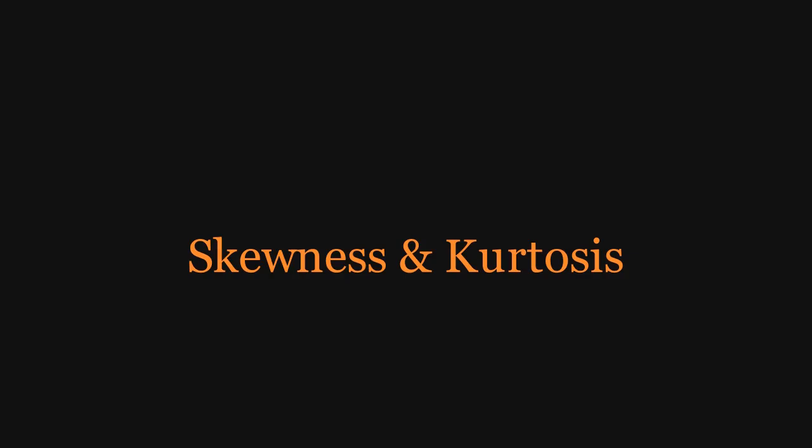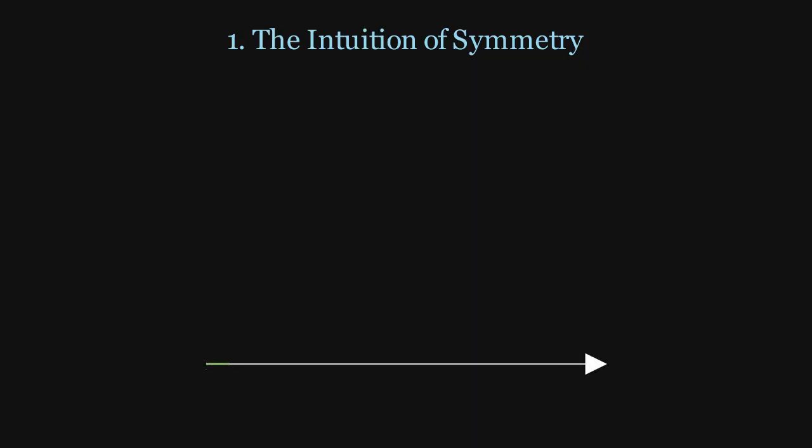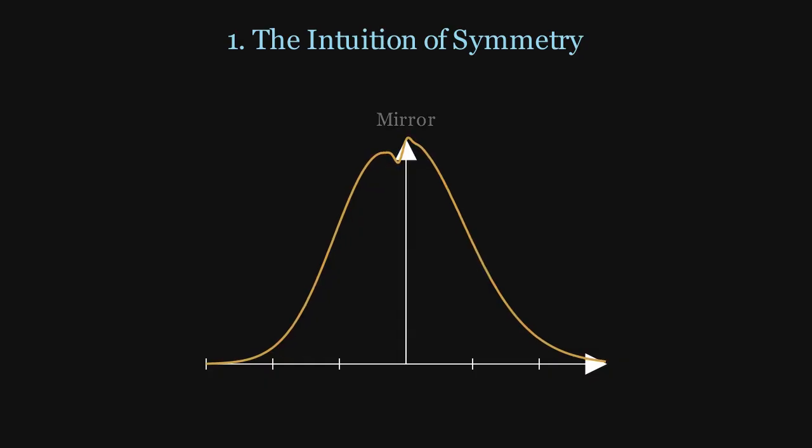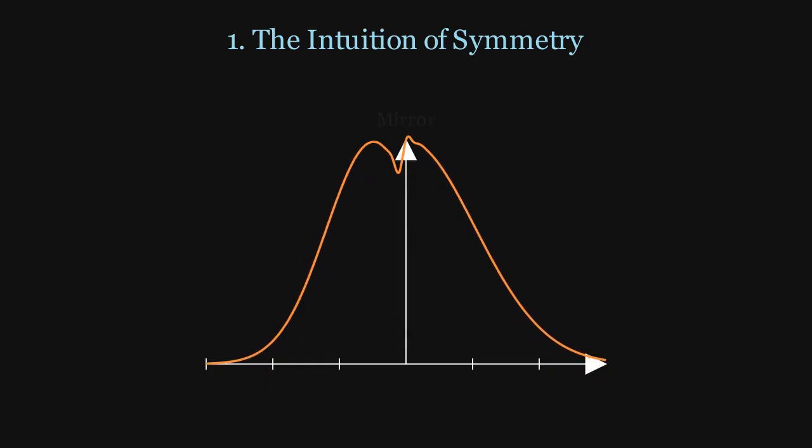Section 1. The intuition of symmetry. Imagine a mirror placed at the peak of a distribution. If both sides are identical, the distribution is symmetric and its skewness is 0. But what happens when the data stretches? Skewness measures the asymmetry of the probability distribution of a real-valued random variable. It tells us not just that the data is unbalanced, but in which direction the tail is being pulled.